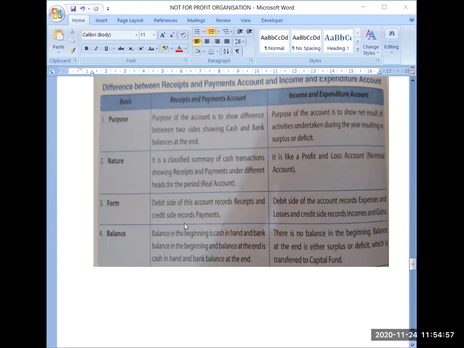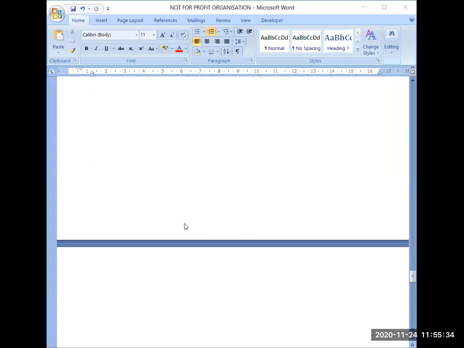Similarly, form. The debit side of it will be receipts and the credit side will be payments. However, the debit side of income and expenditure will be payments, meaning expenses, and the credit side will be incomes. Balance: opening balance will be there and closing balance will be there, showing cash in hand and cash at bank. However, regarding income and expenditure, there is no opening balance, but there can be a closing balance. And whenever you are having any closing balance, that will be either surplus or deficit in income and expenditure account.